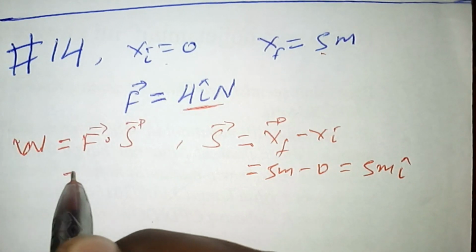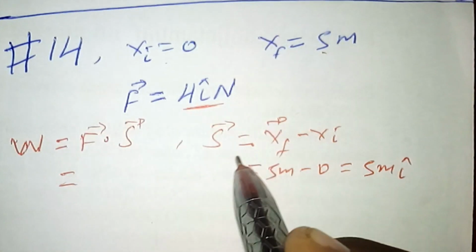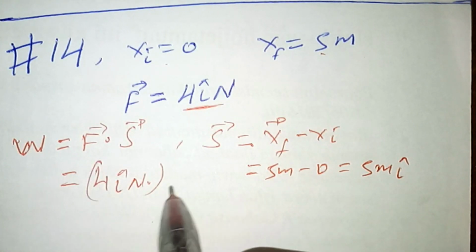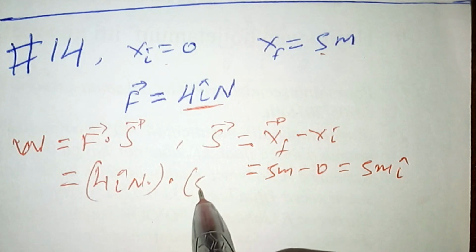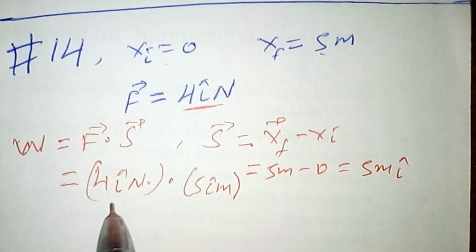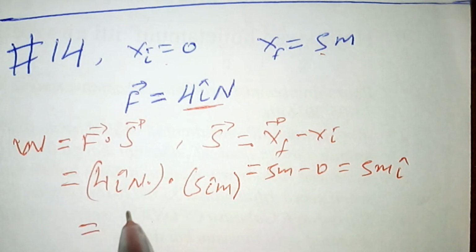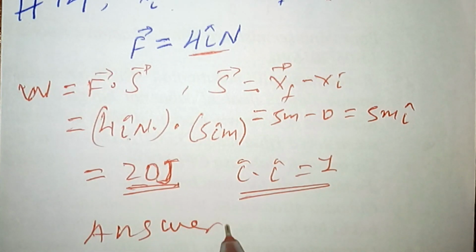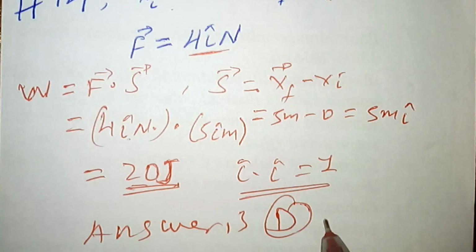Then if we directly substitute the values of force and displacement, this is 4i Newton dotted with 5i meter, or 5 meter along i. This is equal to 20 joules. So the answer is alternative D.